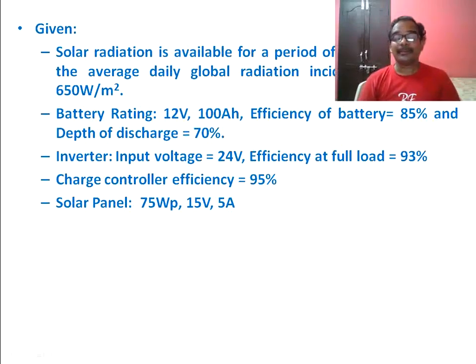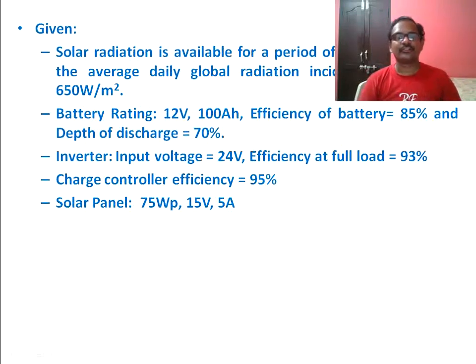Then coming to the battery. So they have some batteries. Now we need to choose that battery. We need to use these batteries to design the system. We have a 12 volt, 100 ampere hour battery available, and the efficiency of the battery is 85% and depth of discharge is 70%. We have a battery with these specifications available, so we need to use this battery. Then the inverter. The input voltage of the inverter is 24 volts and the efficiency at full load for the inverter is 93%. We have this inverter available and we have to use this inverter.